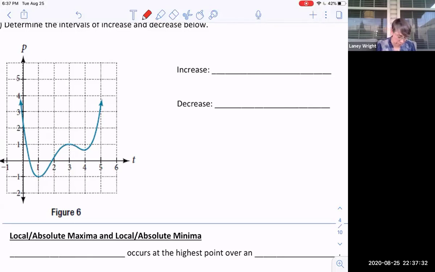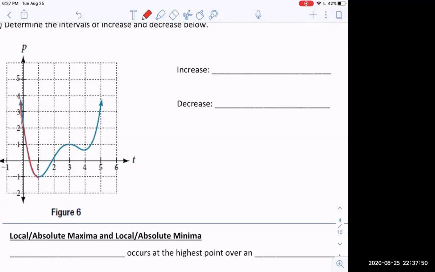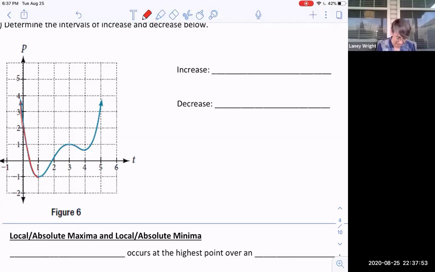So let's take a look at this first part of the graph here. Is it increasing or decreasing there on the left? It's decreasing, good, it's going down. And then it kind of changes direction here at 1. So we can write that as our first interval of decrease from negative infinity all the way down to 1, parentheses.